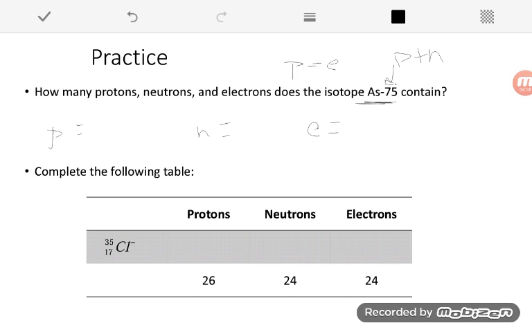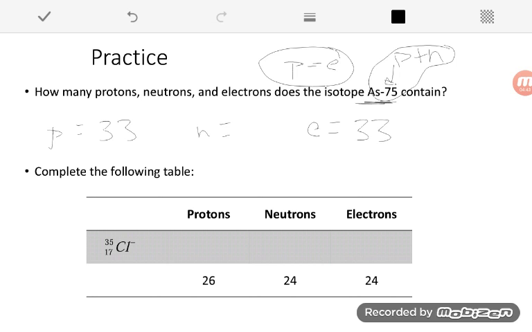Now, protons are easy. We just look at the periodic table. I don't have one here, but you can look at a periodic table, and you can look at the atomic number that's written usually on top of the element, and for arsenic, that is 33. So it must have 33 protons. Because it was neutral, protons and electrons are equal, so it must also have 33 electrons.